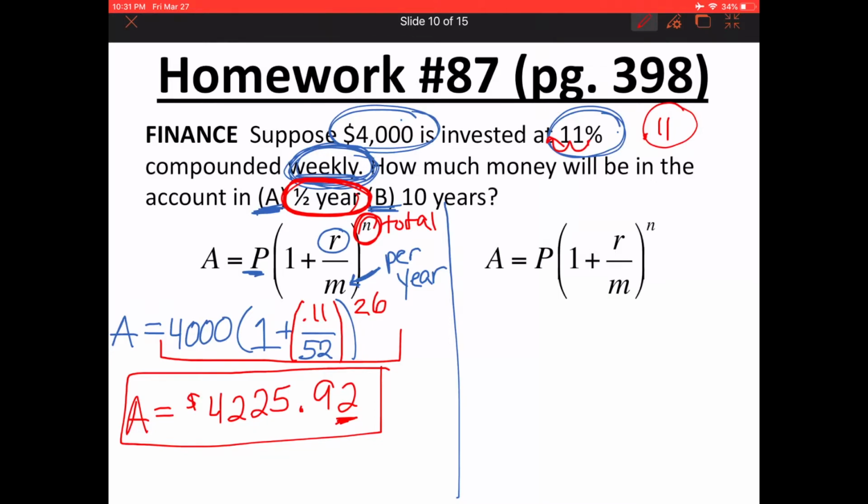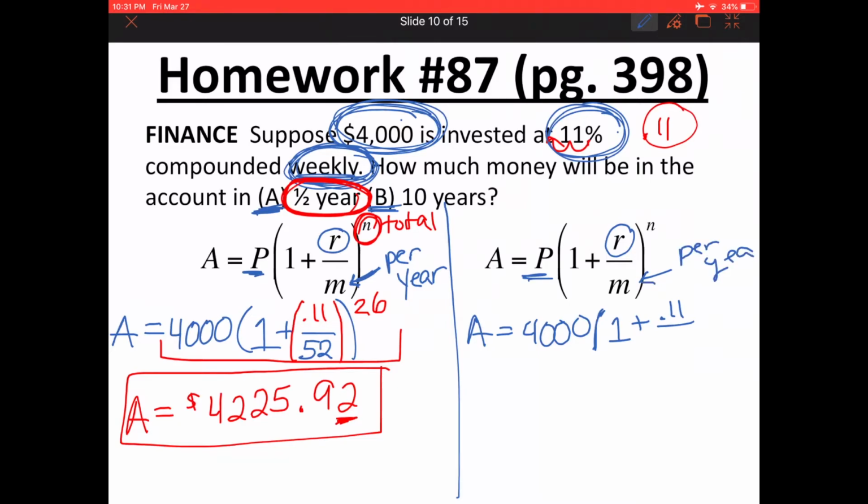Now let's go to part B, which tells us the 10 years has passed. So I am still starting with my principal of $4,000, because in both situations, I'm starting with the same amount of money. I have 1 plus my rate is still the same at 11%, so I'm going to put 0.11. M, remember, is the number of compoundings per year. Now, I'm still being compounded weekly. So how many compoundings is that per year? 52. Here's where it gets interesting.